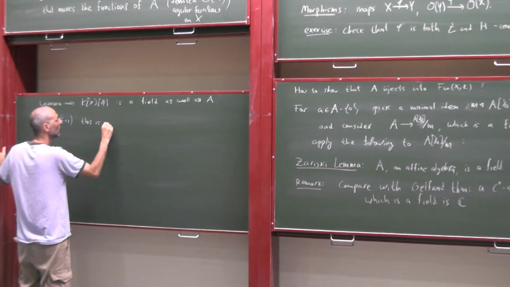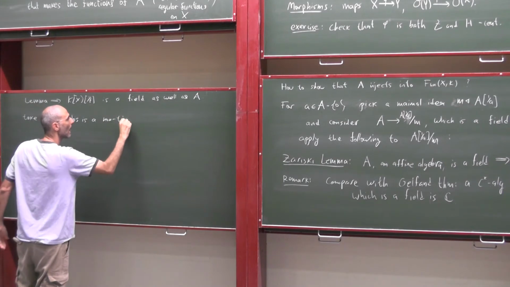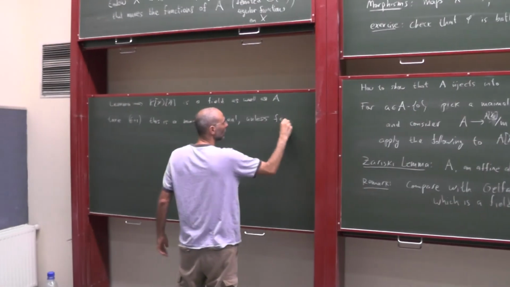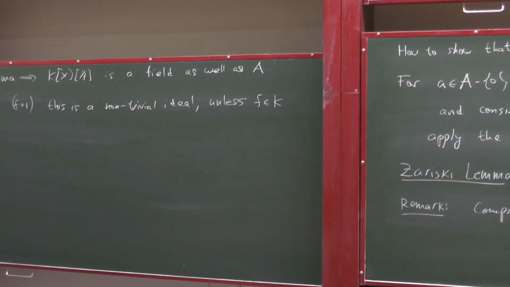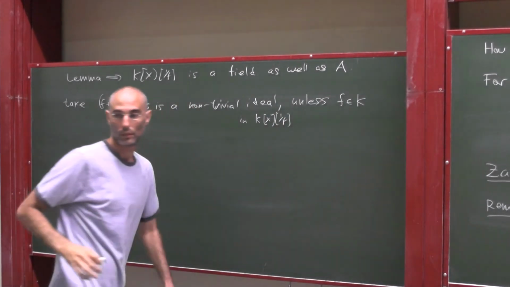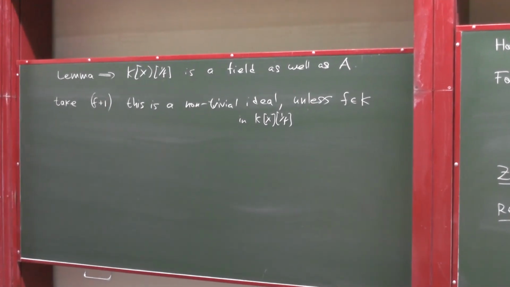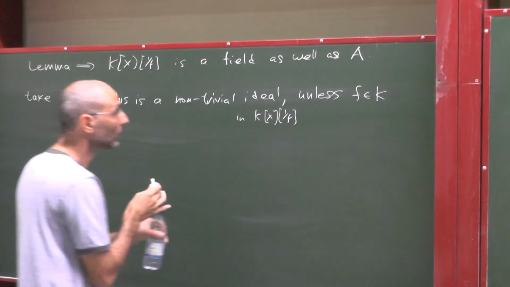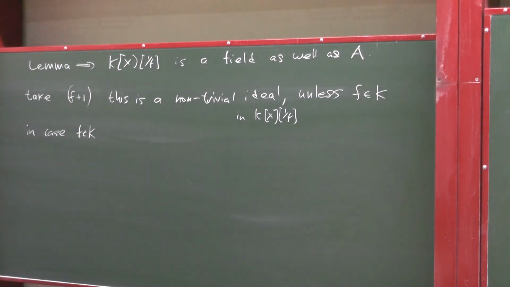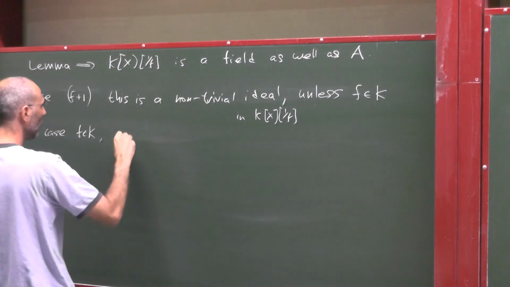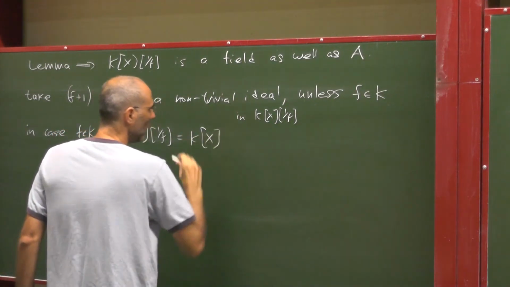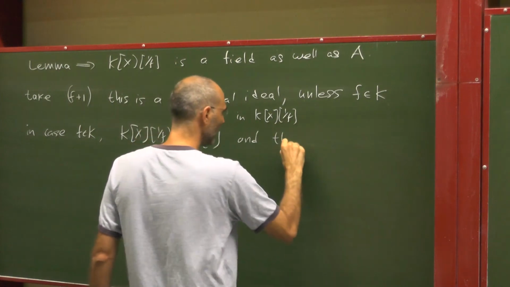This is a non-trivial ideal, unless f is a constant. A non-trivial ideal in K[x]. Let me proceed. In case f is in K, K[x, 1/f] is just K[x], and this is not a field, of course.